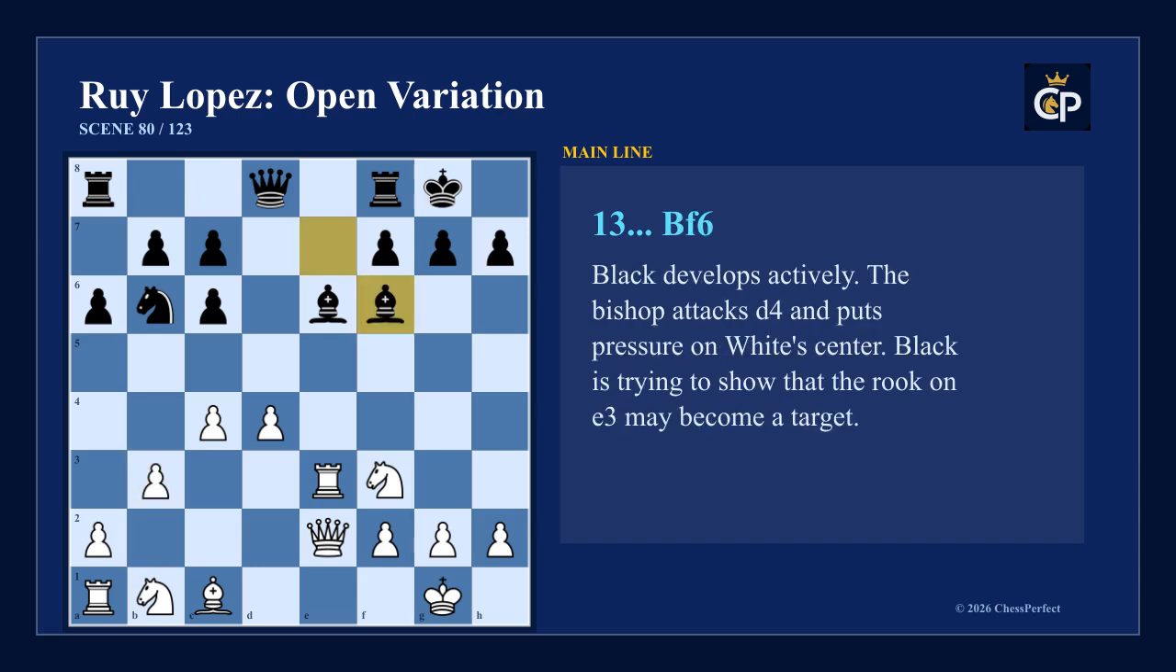Bishop f6. Black develops actively. The bishop attacks d4 and puts pressure on white's center. Black is trying to show that the rook on e3 may become a target.